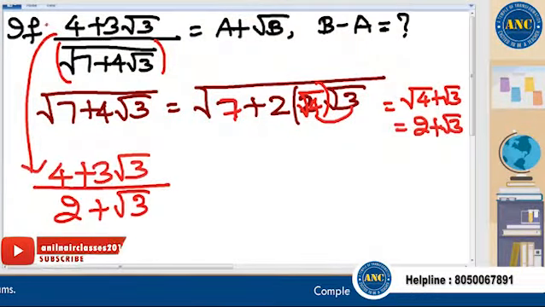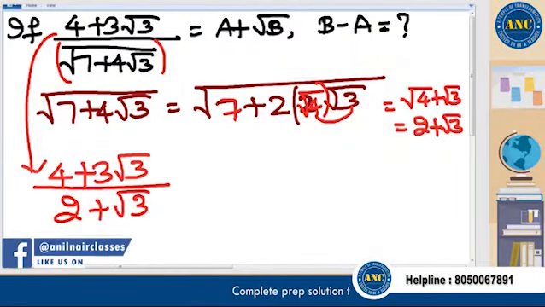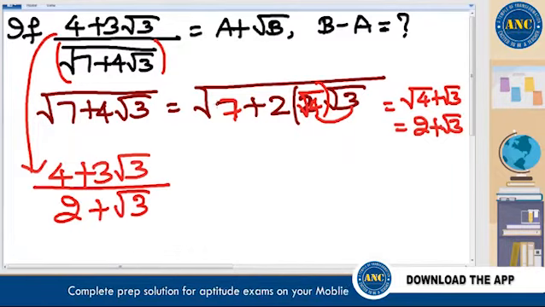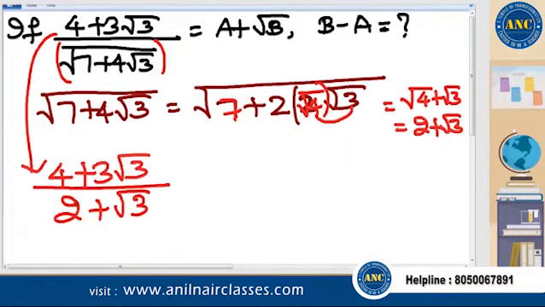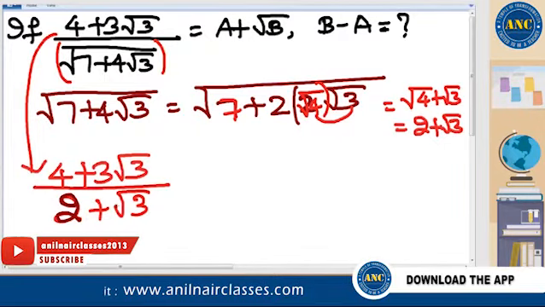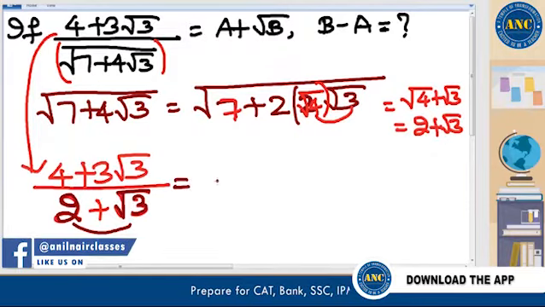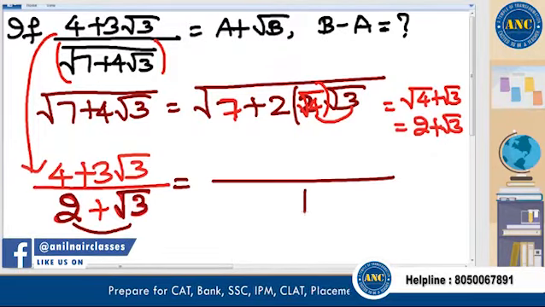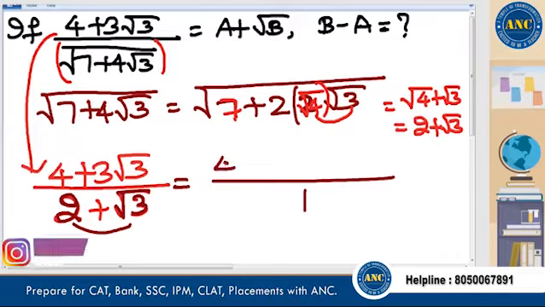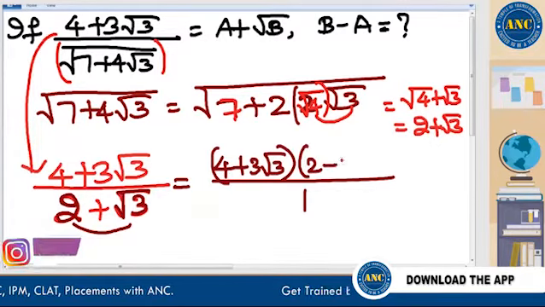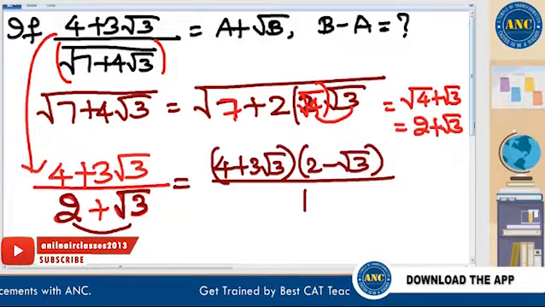But again the concept did not complete here. Why? Because I need to rationalize it. Can I say that this 2 is nothing but root 4. Root 4 and root 3 are present. Subtract 4 and 3, it is nothing but 1 in the denominator. Numerator is 4 plus 3 root 3, which is already present, multiplied with 2 minus root 3. And now you should simplify.